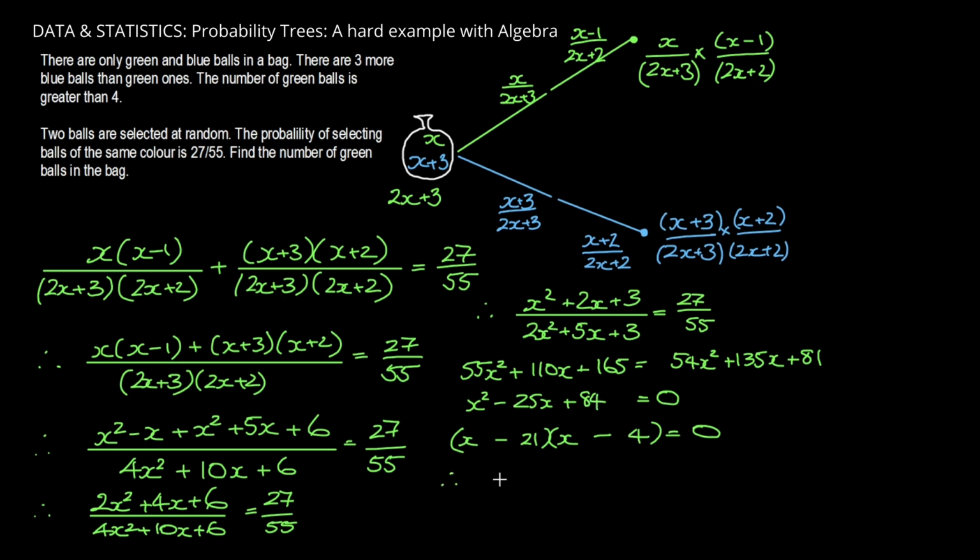So therefore, we can say that x is equal to 21, or x is equal to 4. Now that's where the statement in the question comes in: the number of green balls is greater than 4. So our answer must be that the green balls must equal 21 balls. And that is your answer.